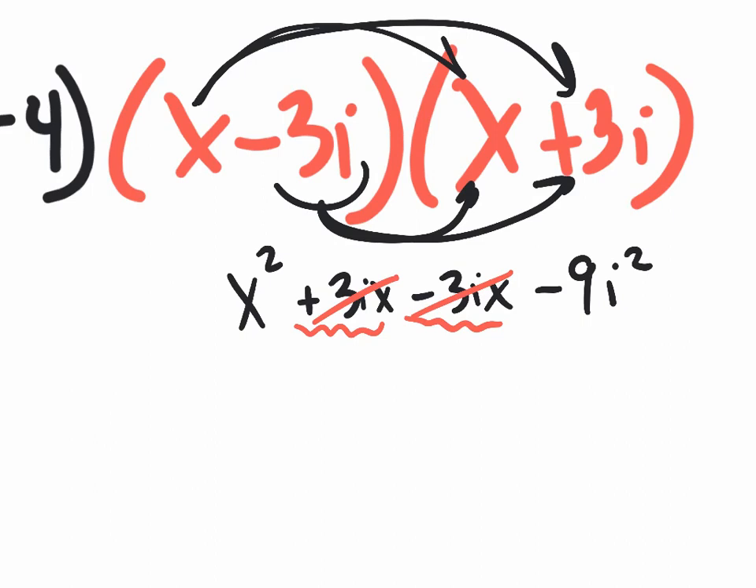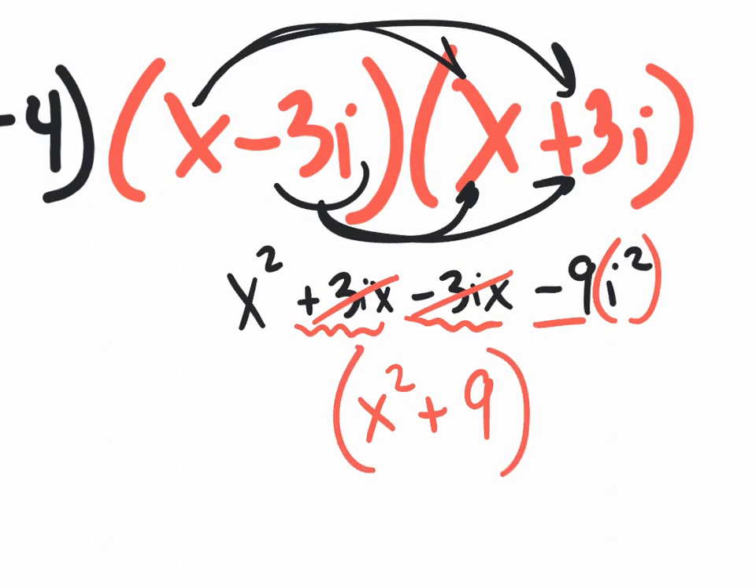And then at the very end, you have negative 9 times i squared, which is really a negative 1. So what's negative 9 times negative 1? A positive 9. So you have an x squared in front with the positive 9 at the end. So those two imaginary values in those binomials, when you multiply them together, they give you a single quadratic binomial.